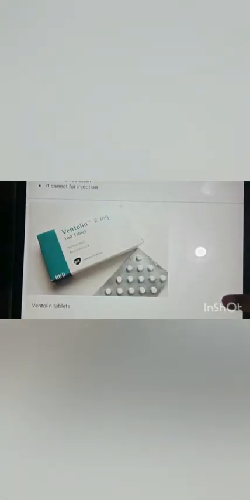This is a Ventolin inhaler, and this is an inhalation solution that we cannot use for injection. It is only used to inhale. These are tablets of Ventolin, and this is a syrup, which is most commonly used for children.